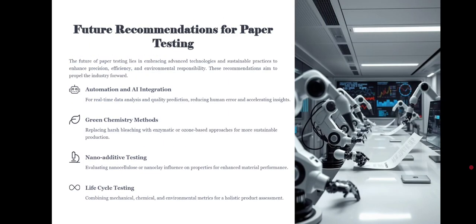Looking ahead, here are future directions for improvement. To evolve, the industry must adopt automation and AI for real time quality prediction, green chemistry using enzymes and ozone over harsh bleaches, nano additive testing, exploring nanocellulose for enhanced paper, and life cycle testing, a holistic evaluation of durability and environmental impact.